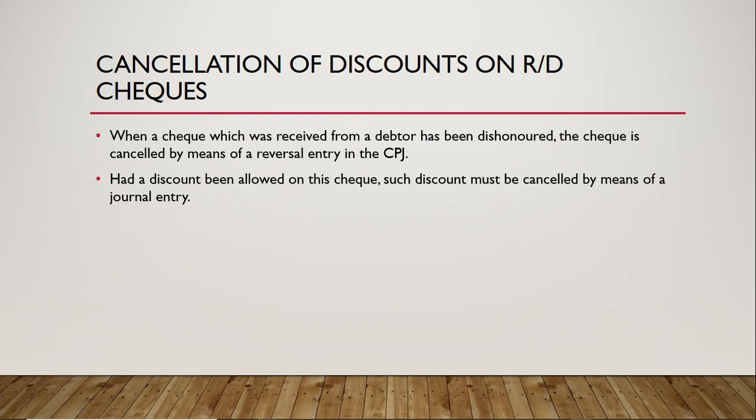Remember, when we received this check, we recorded it in the CRJ. Basically, when you receive the check, you record it in the CRJ. However, when that check is dishonored, we are going to cancel it in the CPJ. Remember, CRJ is money coming in, CPJ is money going out. In this case, money is not going out, but we're just canceling out the money that we thought we were going to receive, that we actually didn't receive.